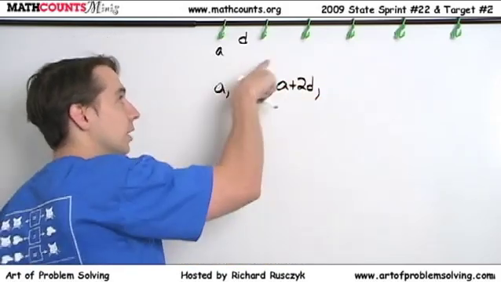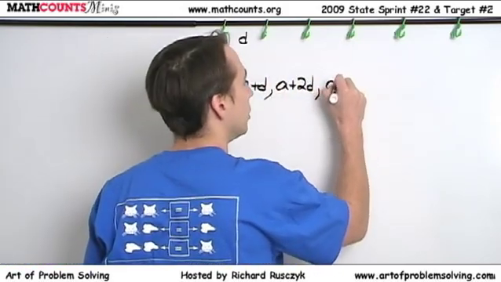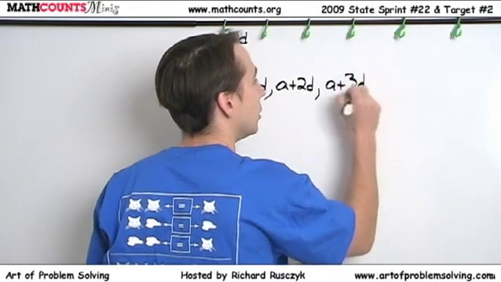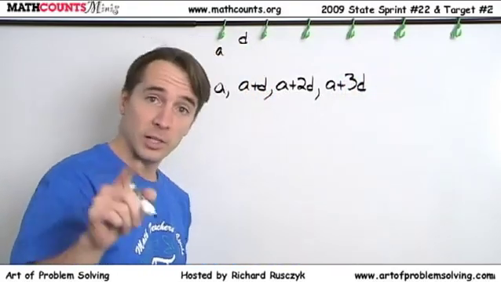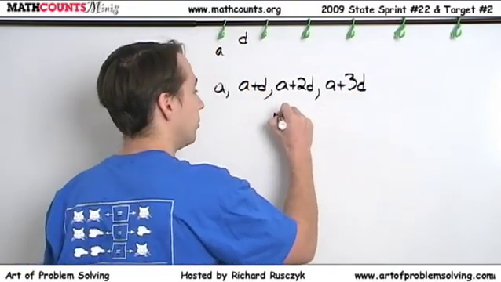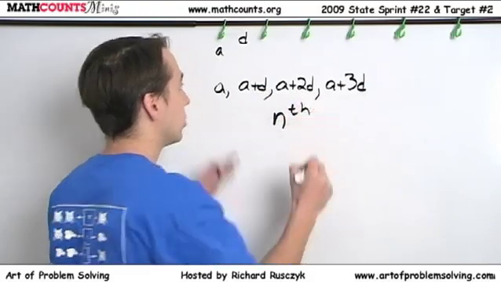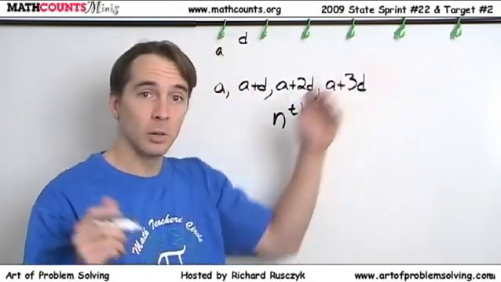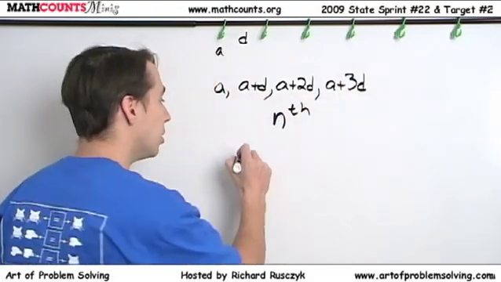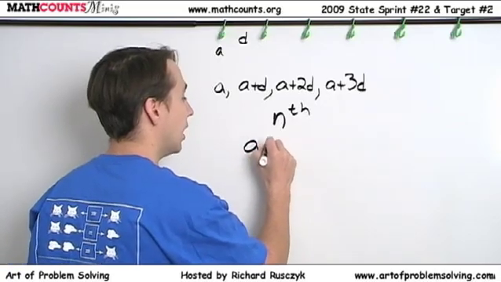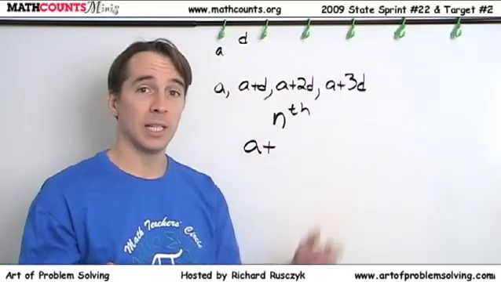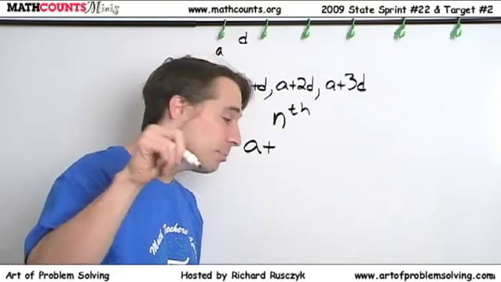Next term, take three steps. A plus 3D. And so on. So now here's the question, what's the nth term? So if I go out to the nth monkey, what number is that? Well, I start at my first monkey, which is just A. And how many steps do I take? Here's the trick. You take n minus 1 steps.